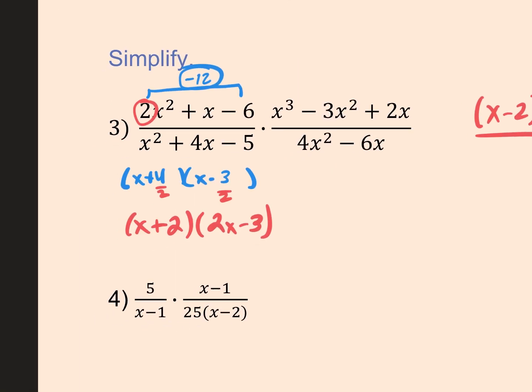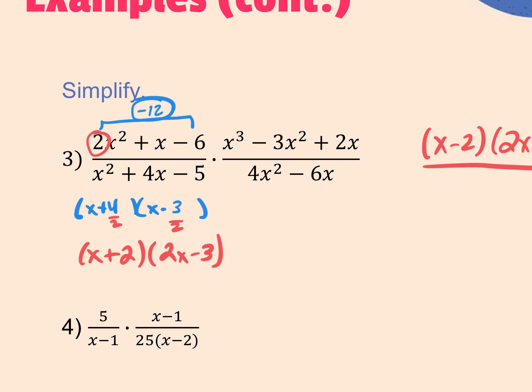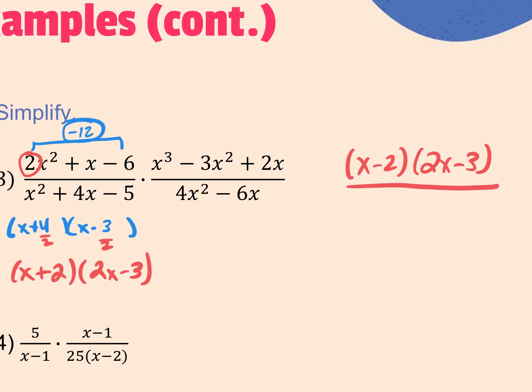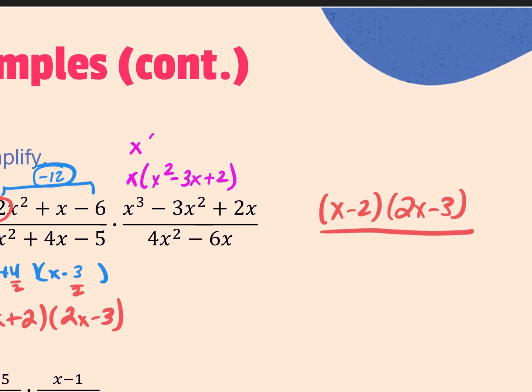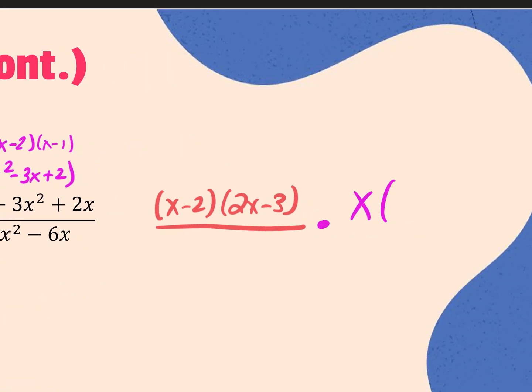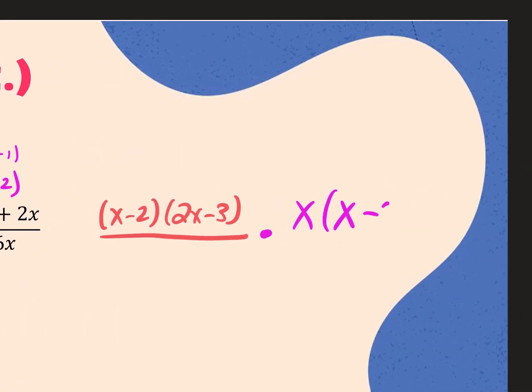Now I'm going to work on my top right. You can work anywhere you want. You don't have to do the same thing I am. But if I look at the top right, what can I take out of x cubed, x squared, and x? All right, I'm going to take out an x, and that leaves me with x squared minus 3x plus 2. Can I factor that a little more? Are there factors of positive 2 that multiply to give me positive 2 but add to give me a negative 3? Yep, what are they? Minus 2 and minus 1. Okay, so then my top right is x times x minus 2 times x minus 1.